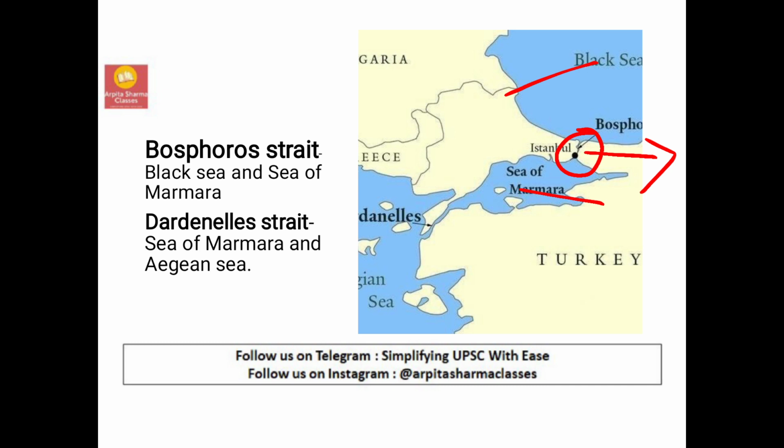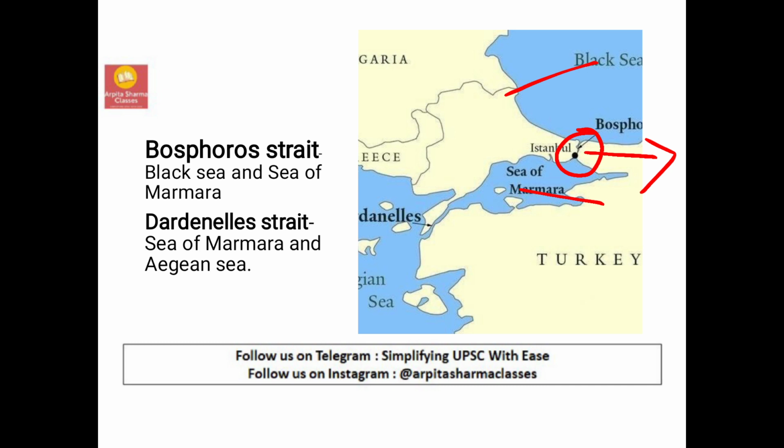I wanted to tell you one more thing about the questions that appear in prelims. You can also be given descriptive types of questions. They might describe a strait, and in the options they can ask which strait they are describing. For example, the question says: this is one of the world's narrowest navigable straits. It is also known as the Istanbul Strait. It connects the Black Sea and the Sea of Marmara. Which strait is the question talking about?